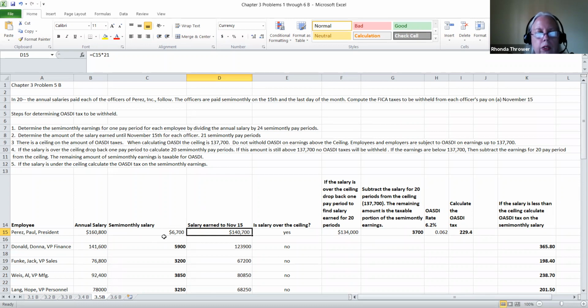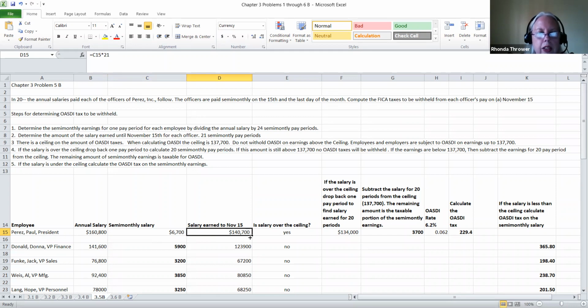I've calculated the semi-monthly salary for this person. His annual salary was $160,800. If you divide 160,800 by 24 pay periods, it will tell you what the semi-monthly salary is. Then you will multiply the 6,700 by 21 pay periods to get the salary earned to November the 15th.